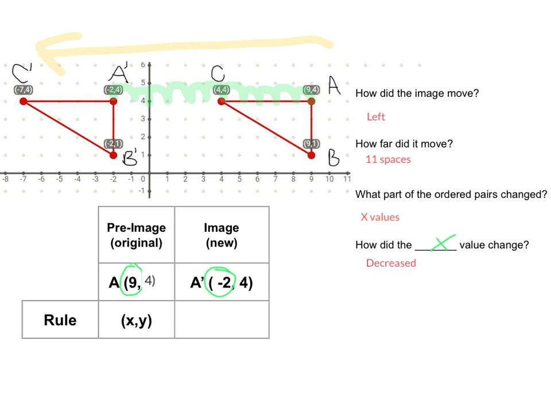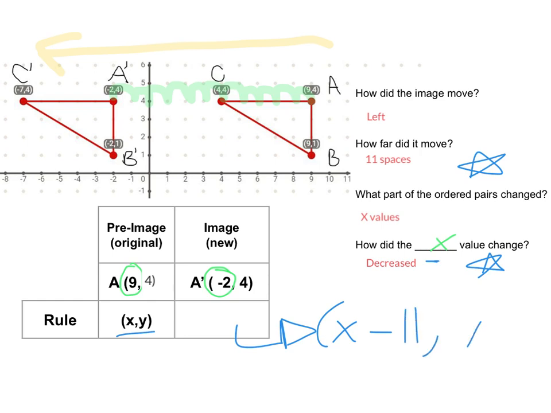Knowing that my X values are what changed and that they decreased by 11, my rule will go from X, Y to X minus, because decrease is like I'm subtracting, 11, and then it's just going to become a Y, because if you notice, our Y values didn't change.